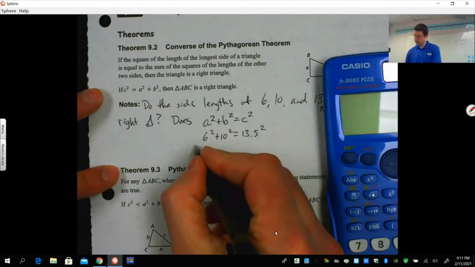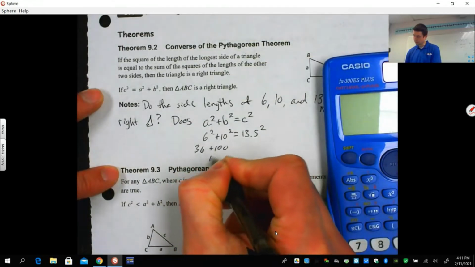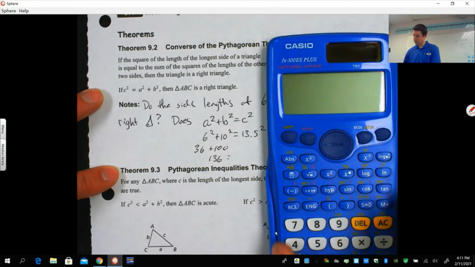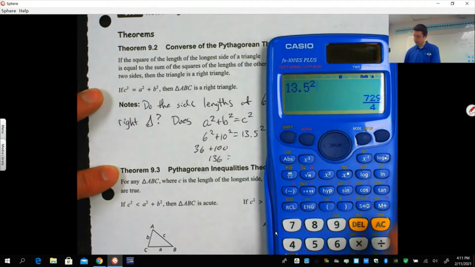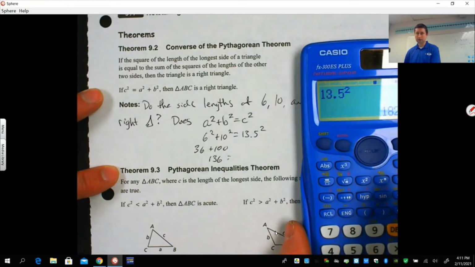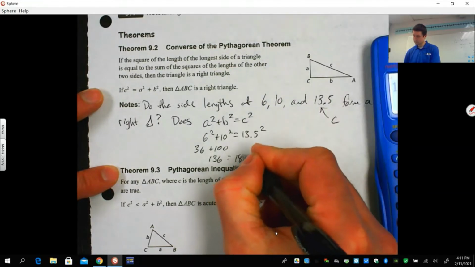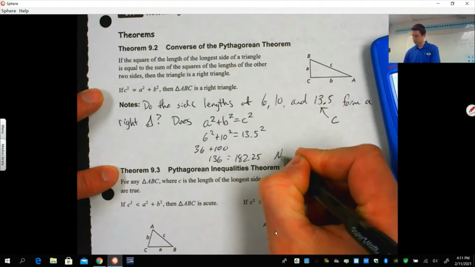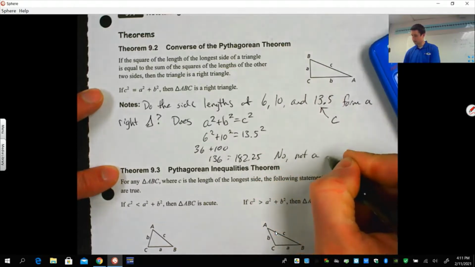So we get 36 plus 100, that's 136. 13.5 squared, we get 182.25. No, not a right triangle.